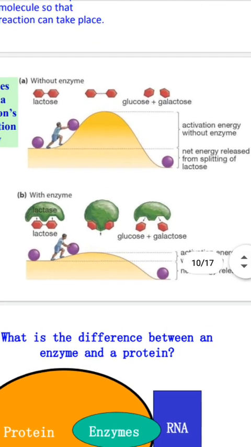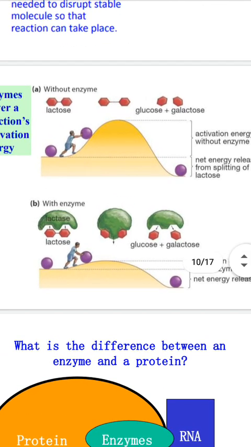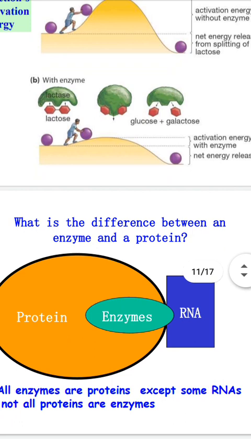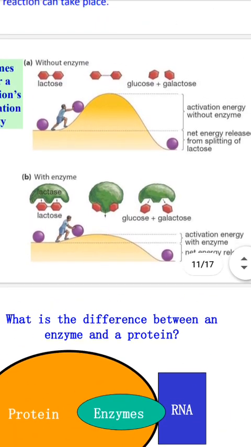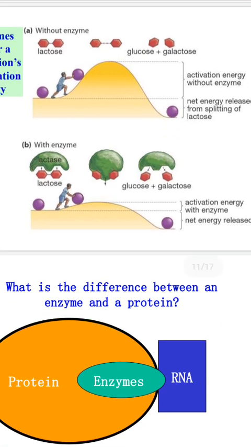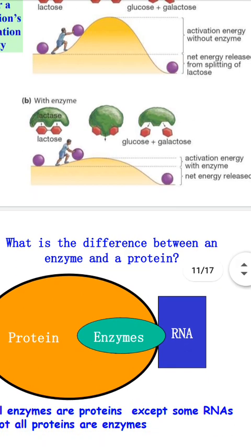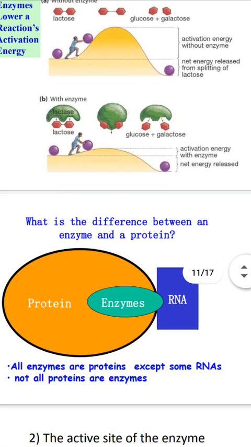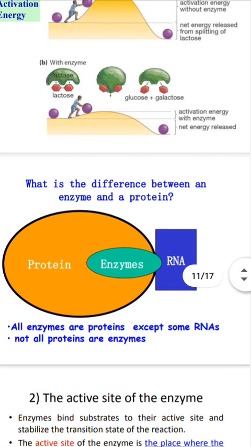Here we can see an example, the role of lactase, how lactose breaks down into glucose plus galactose. We can see in carbohydrates how lactose is broken down into glucose plus galactose. These are called epimers. We will discuss this in the next lecture.